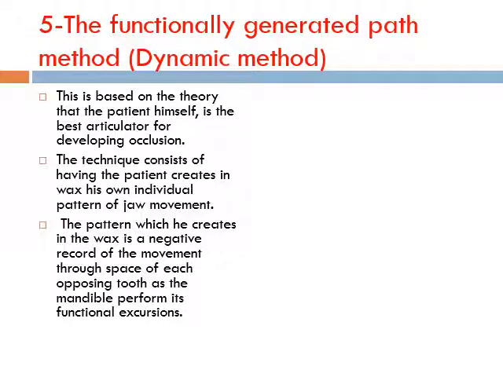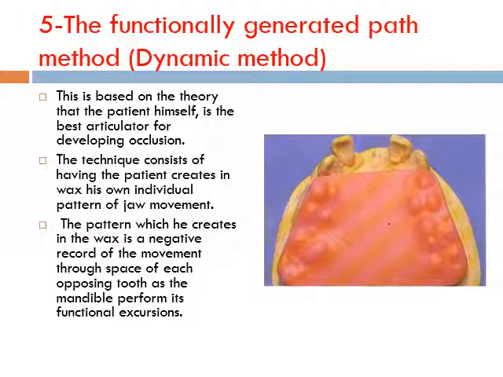This is based on the theory that the patient himself is the best articulator for developing occlusion. The technique consists of having the patient create in wax his individual pattern of jaw movement. That is, he shows his occlusion on wax. The pattern which he creates in the wax is a negative record of movement through space of each opposing tooth of the mandible in its excursion. So the dynamic method: the indentation movement of the teeth on the wax shows us the movement of the mandible in function and excursive movement, as we see in the pictures.